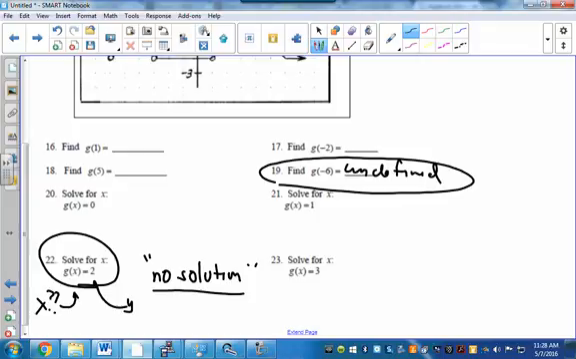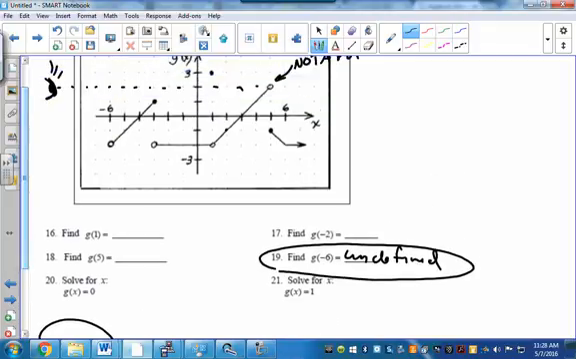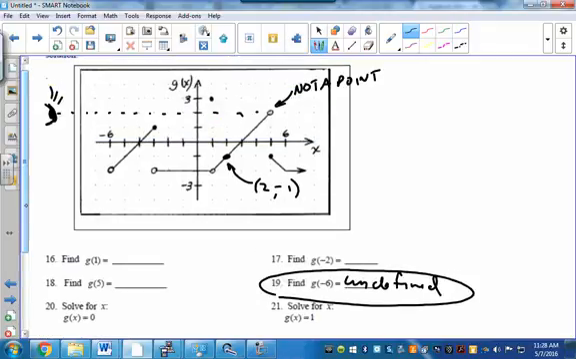And it would be wrong to say undefined. That's not what I'm asking. I'm not asking, is the function defined at 2? And in point of fact, the function is defined at 2. Right there. I see a point where the x is 2. The y happens to be -1. This question is asking, if the y is 2, what is the x value? And there is no defined x value.